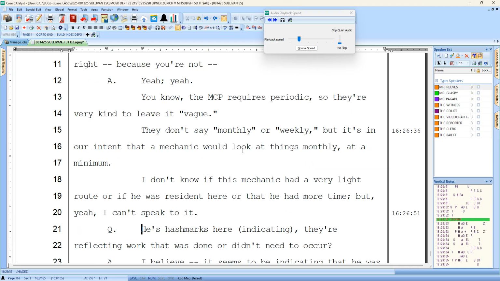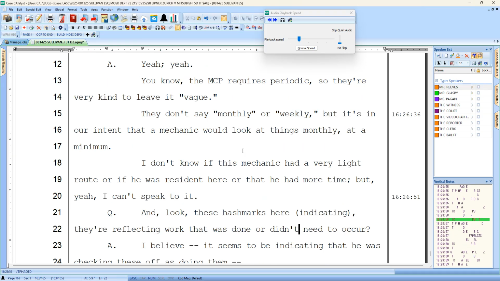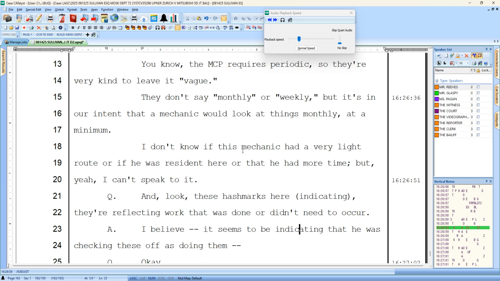And look, these hash marks here, are they reflecting work that was done or work that didn't need to occur? I believe it seems to be indicating that he was checking these off as doing them. Okay. That's my impression here. And from your vantage point, that didn't need to occur? Correct. I don't think I have anything further.